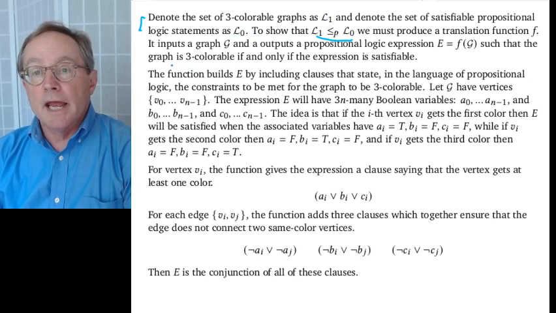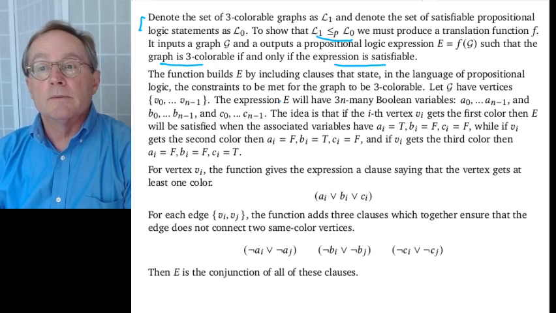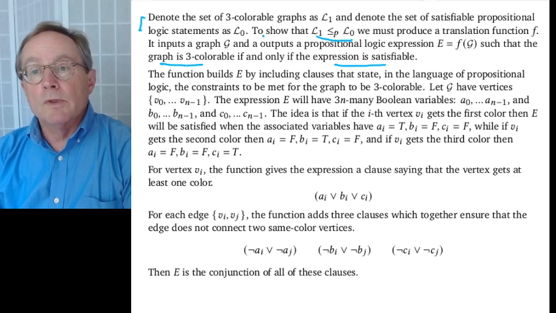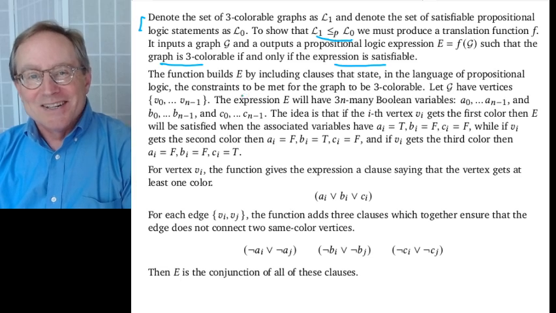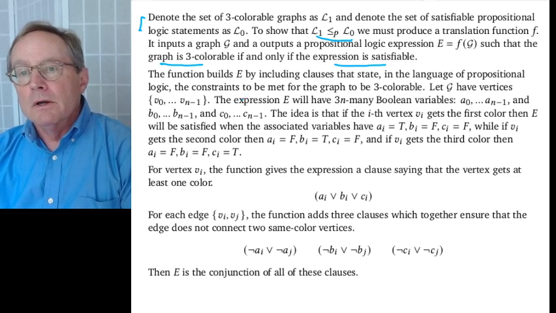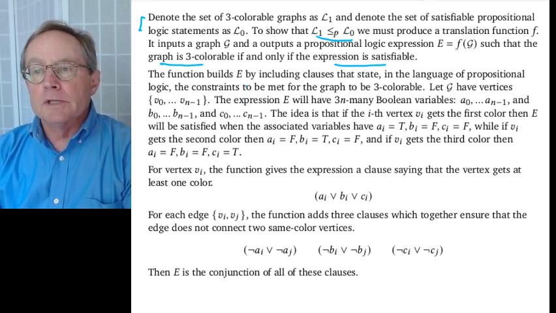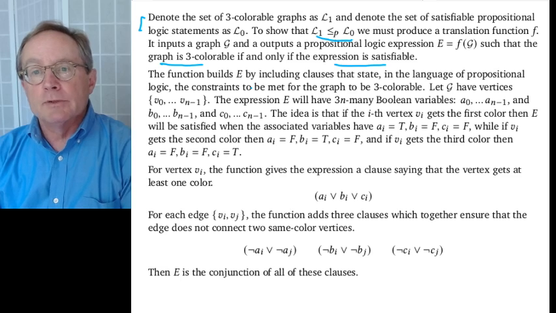And it has to be the case that the graph is three-colorable if and only if the expression is satisfiable. Okay, so this is what we're required to do. At some point, you have to think out what's the answer. So that point comes now. The function is going to build the expression by including clauses that describe, in the language of propositional logic, the constraint that the graph has to meet.